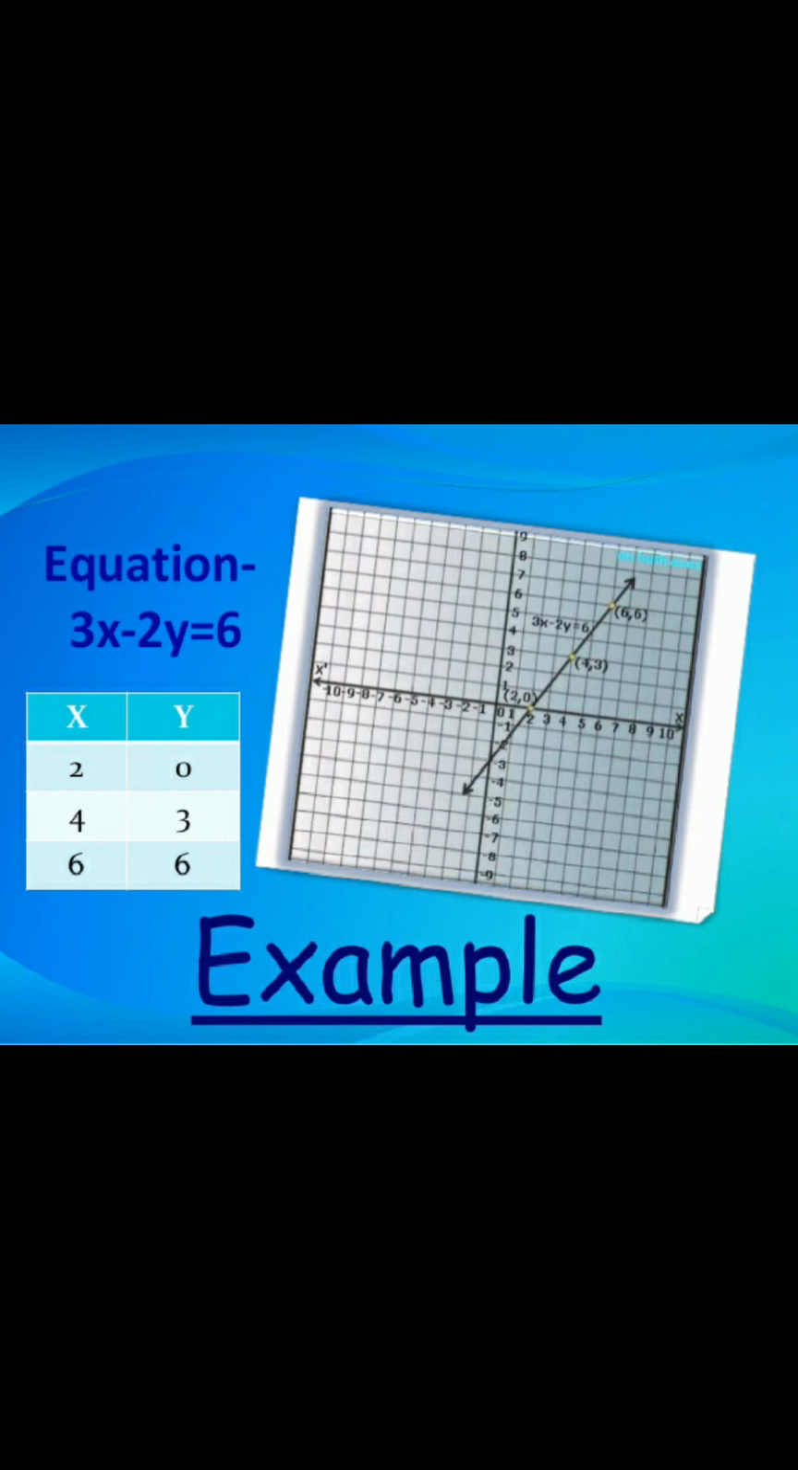Now you can see the graph of the equation. The x-axis is the line which is drawn horizontally, and the y-axis is the vertical line. By putting the values of x and y, x will be on the horizontal line and y will be on the vertical line. You will get the graph which is a straight line.